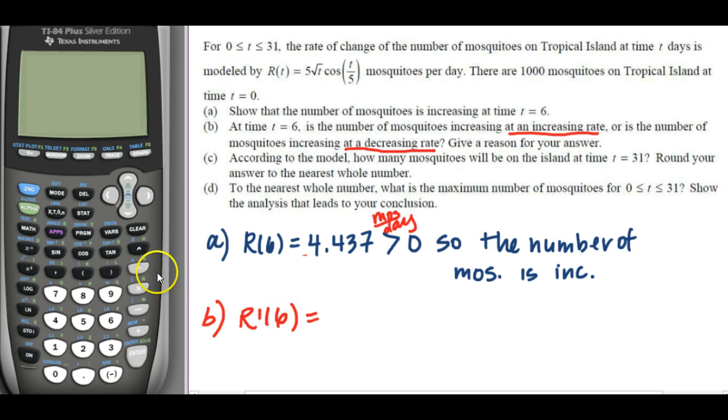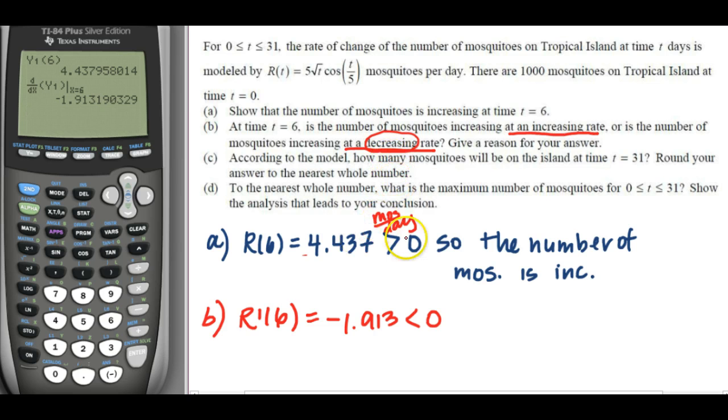So to find r prime of 6, I can go back to my calculator. I still have r stored as y1. So now I need a derivative. So math 8. And I have d dx of the stored function y1. And I want that evaluated at 6. So since this is a negative quantity, r prime of 6 is negative 1.913, which is less than 0. So the number of mosquitoes is increasing at a decreasing rate.